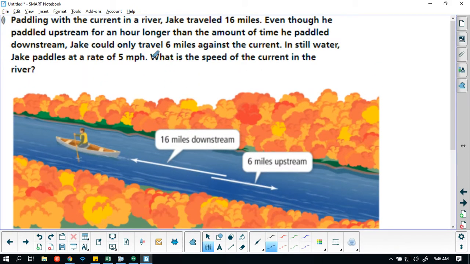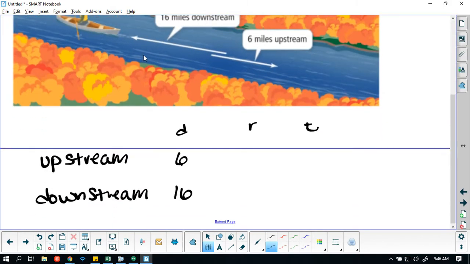Okay, the rate that he is paddling, so he's paddling in still water, that means there's no current. He paddles 5 miles per hour. So both of these have at least 5 miles per hour. But one of them is working with the current and the other one's working against the current. So downstream, I'm going to say he went with the current, and upstream he's going against the current. All right, so our time is going to be distance over rate, which is going to be 6 over 5 minus c, and this is going to be 16 over 5 plus c.